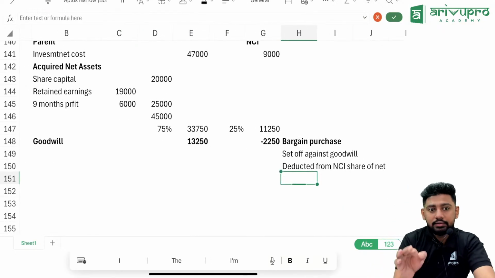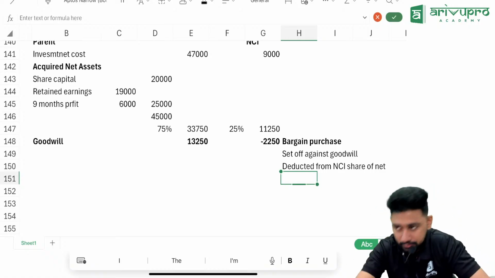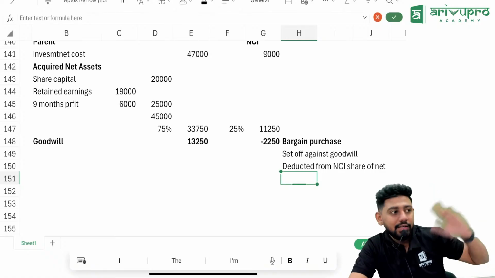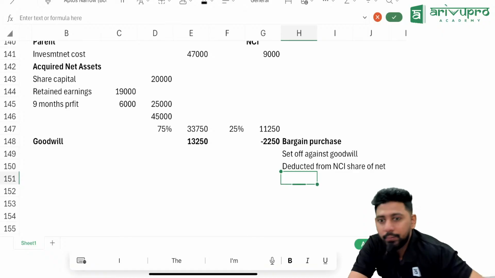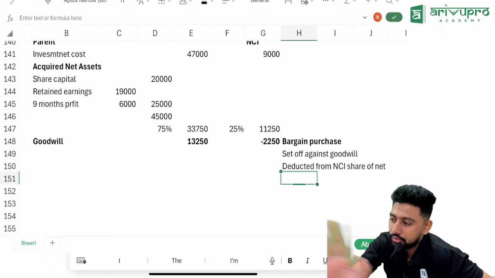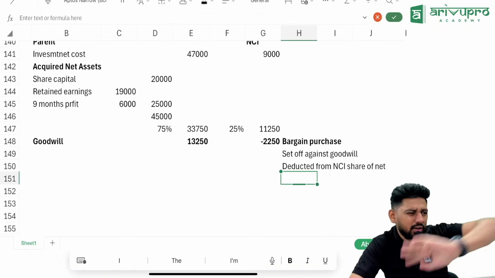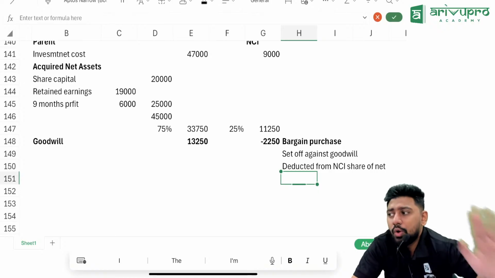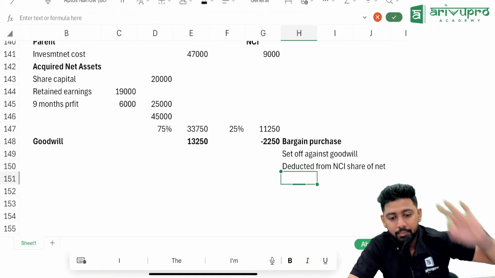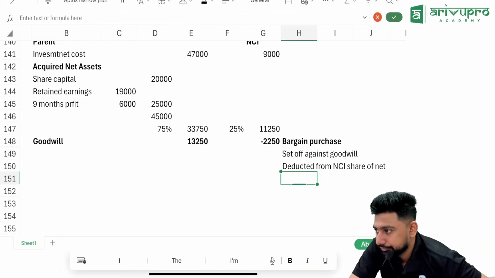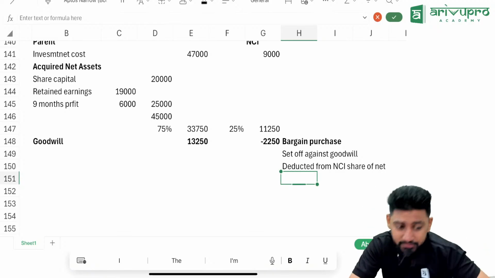Technically that is not permitted. If you go check the internet, ChatGPT, Gemini, wherever, it will say it is not permitted. Actually, it's not permitted in line with the IFRS. But for now, let's not worry too much about it. For the purpose of the exam, you can set off. Are we clear? Keep it simple.